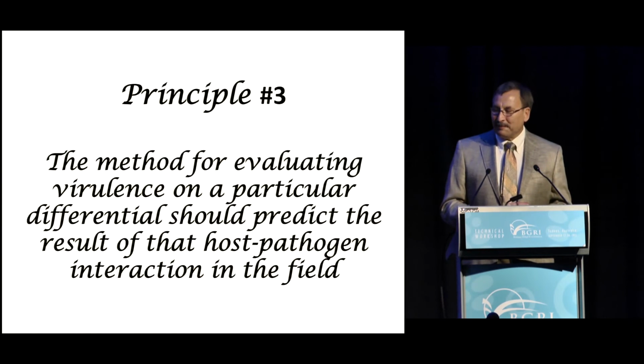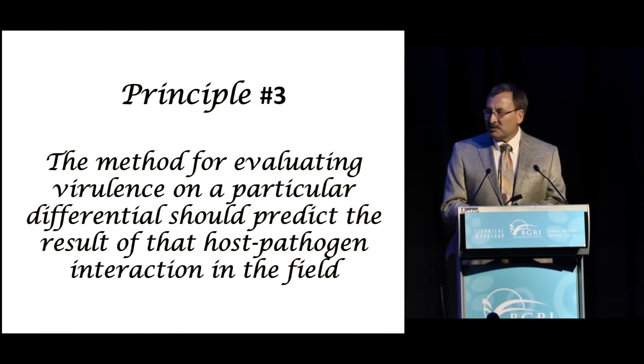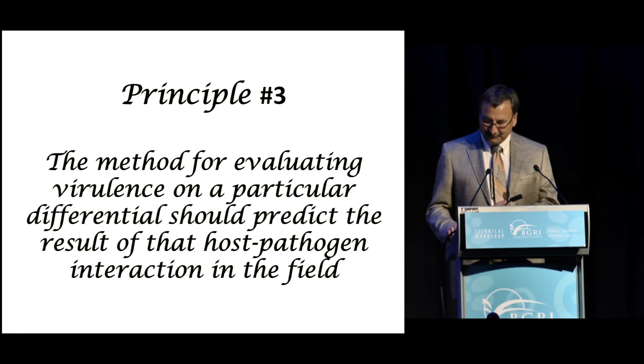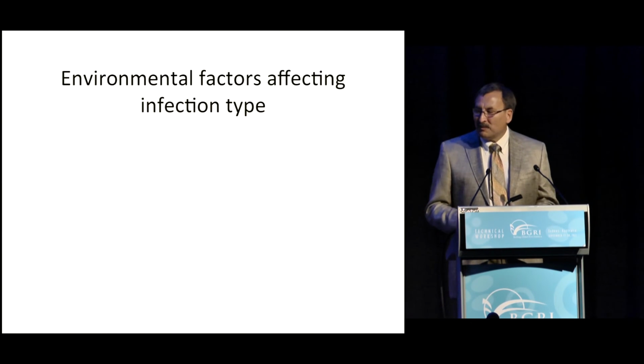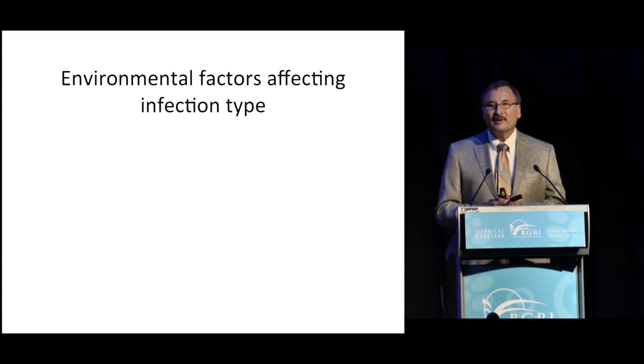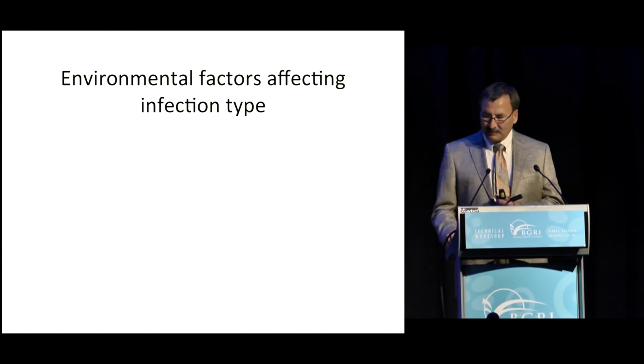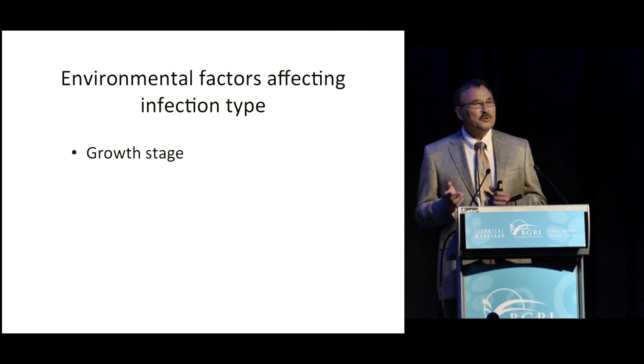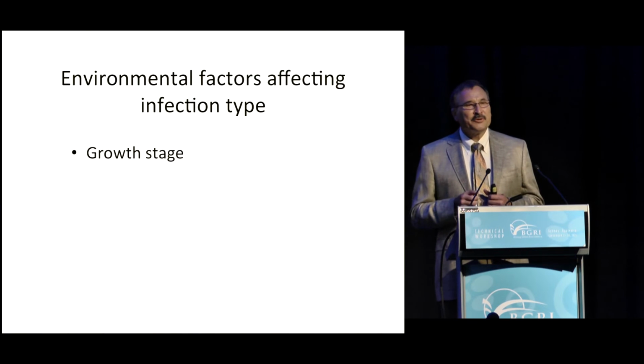Principle number 3. The method for evaluating virulence on a particular differential should predict the result of that host-pathogen interaction in the field. So there are several environmental factors that affect the infection type. So most of you know that you can't accurately evaluate adult plant resistance in the seedling stage.